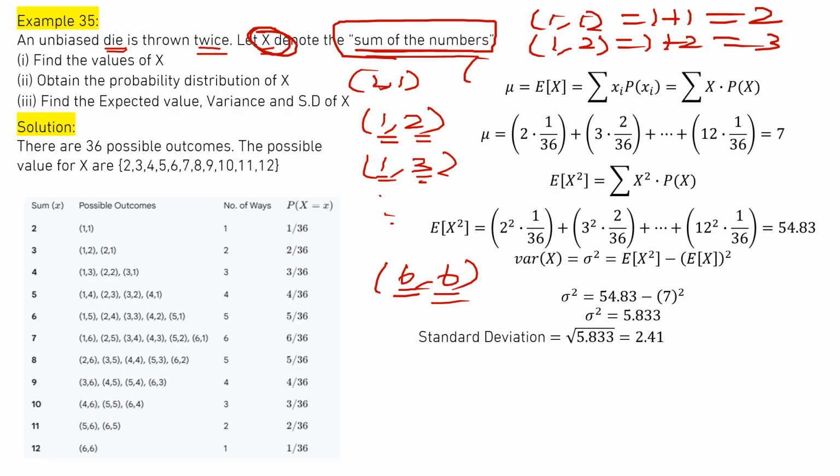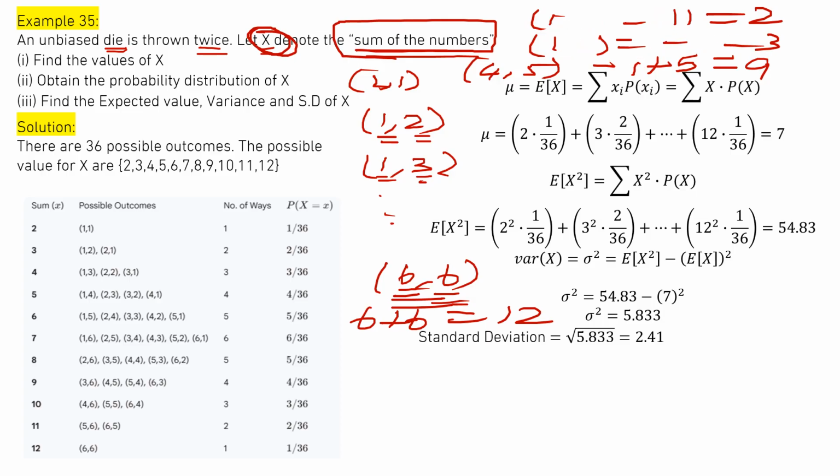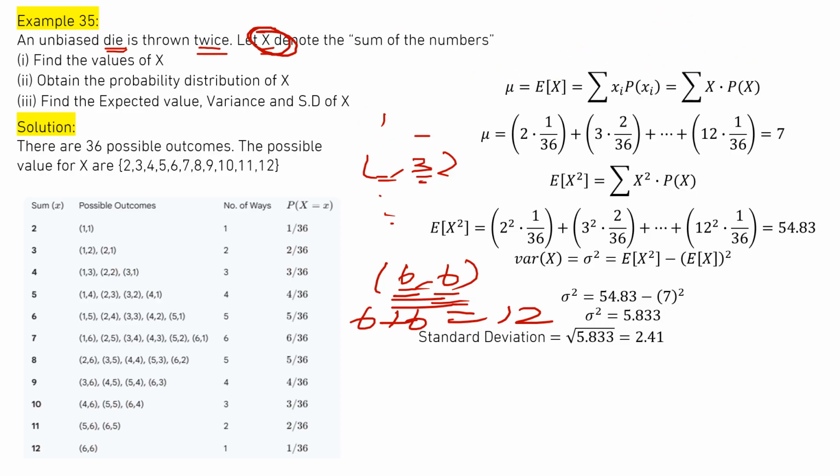In the same way, if I say 4 comma 5, that means first die shows 4, second die shows 5. So we define the random variable as the sum of the numbers. So 4 plus 5 will give you 9. So what is the last option? 6 comma 6. That means 6 plus 6, which is equal to 12. So these are the possible options for the random variable capital X.